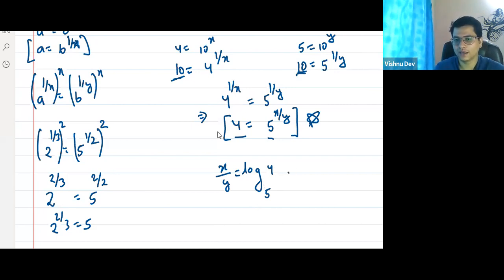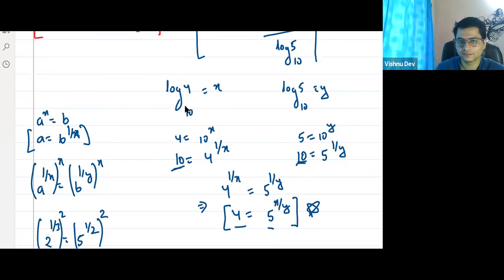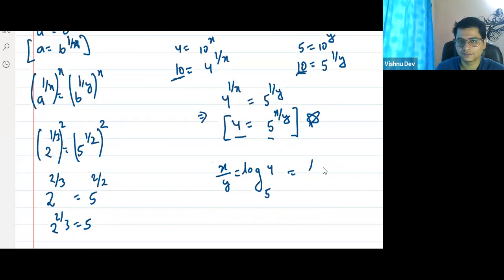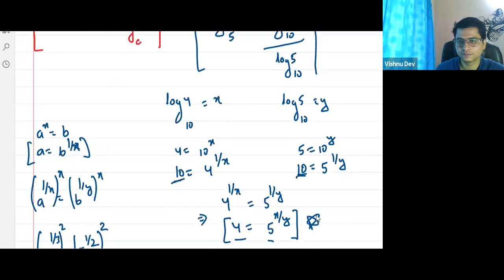And what is x? x is log 4 base 10. And what is y? y is log 5 base 10.